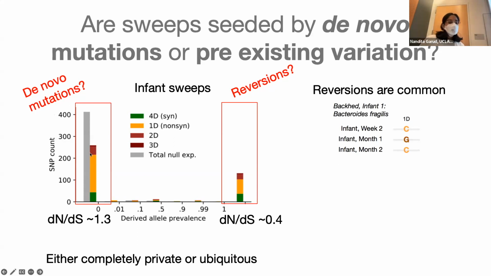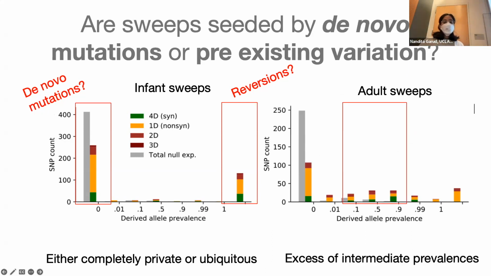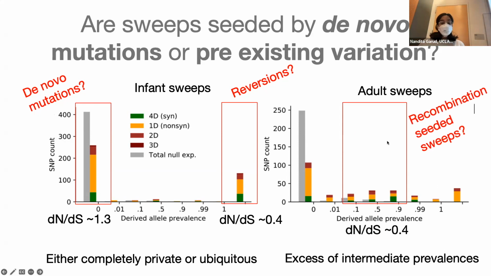Moreover, if we look at the dN/dS, which is the ratio of non-synonymous to synonymous mutations, for these different categories, here we have a value of around 1 supporting the de novo hypothesis, and then a value of around 0.4 supporting the fact that these are common sites that are changing. And we can contrast this with what's going on in adults. You see a very different distribution. You see a whole bunch of mutations that are quite common. And they also have a dN/dS of around 0.4, indicating they're not new necessarily.